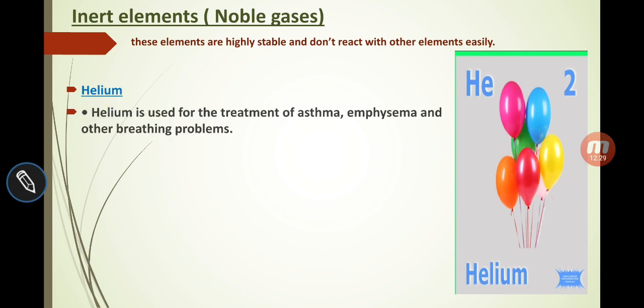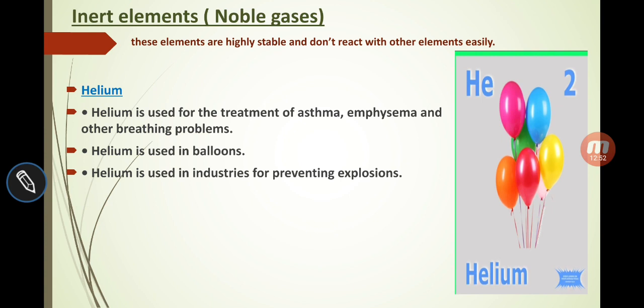First we will talk about helium. Helium is used for treatment of asthma and other breathing problems. Helium is used in balloons. You can see balloons floating in air. Why? Because they are filled with helium. Even acetylene gas is also used. Helium is used in industries for preventing explosion.